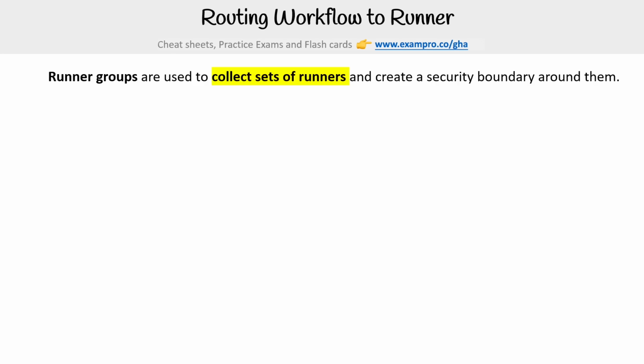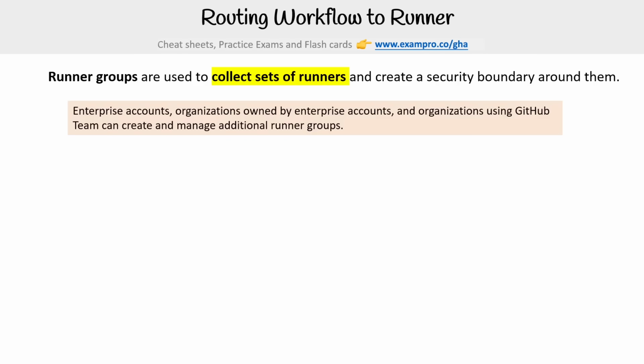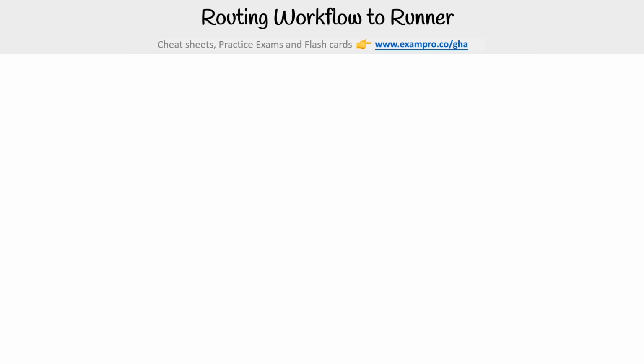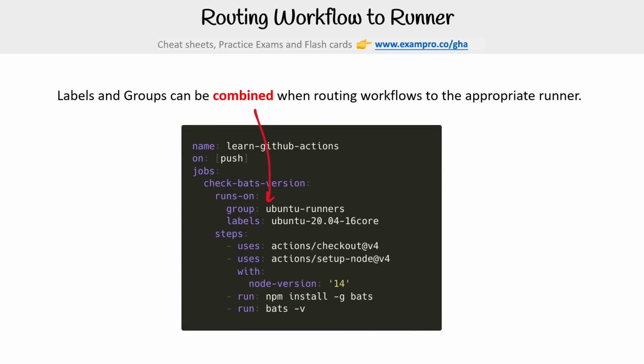So let's talk about runner groups. These are used to collect sets of runners and create a security boundary around them. Enterprise accounts, orgs owned by enterprise accounts, and orgs using GitHub Teams can manage and use additional runner groups. Here's an example of us specifying a group under a runs-on. That should be pretty straightforward. You can also combine labels and groups together to narrow things down a bit further.